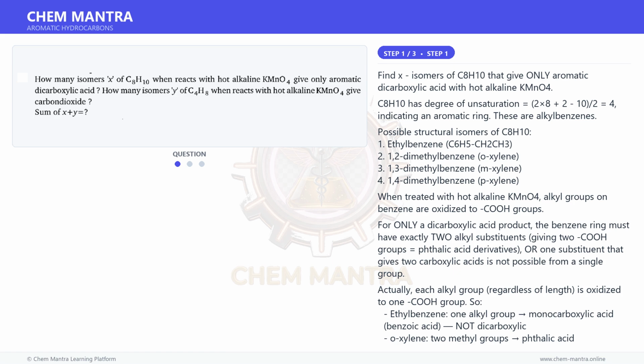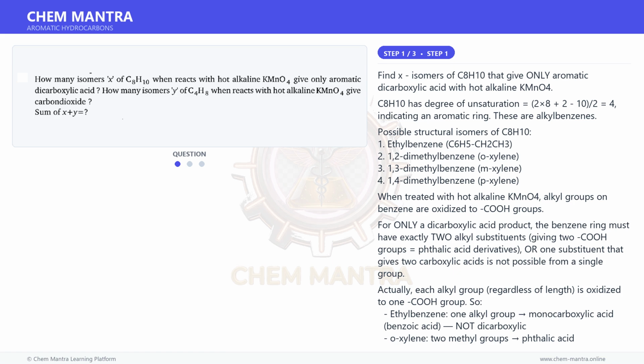For only a dicarboxylic acid product, the benzene ring must have exactly 2 alkyl substituents, giving 2 COOH groups, that is, phthalic acid derivatives. One substituent giving 2 carboxylic acids is not possible from a single group. Actually, each alkyl group, regardless of length, is oxidized to one COOH group. So ethylbenzene, with 1 alkyl group, gives a monocarboxylic acid, benzoic acid, not dicarboxylic.